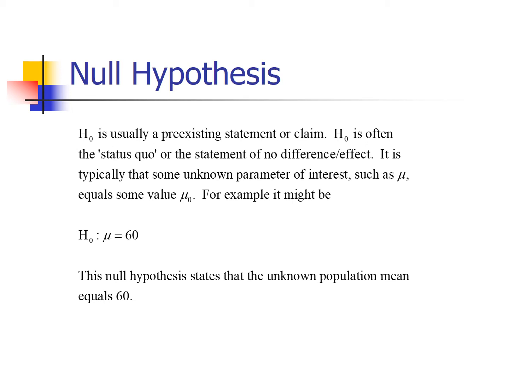So for example, this is just a very terse symbolic way of writing that the null hypothesis is that the population mean is equal to 60. That's what H naught colon mu equals 60 is saying. It's just tersely, compactly expressing what's written in that bottom line, that the null hypothesis states that the unknown population mean is equal to 60.